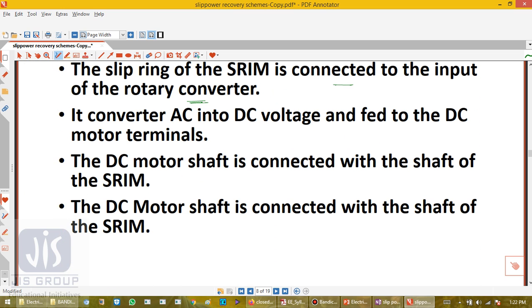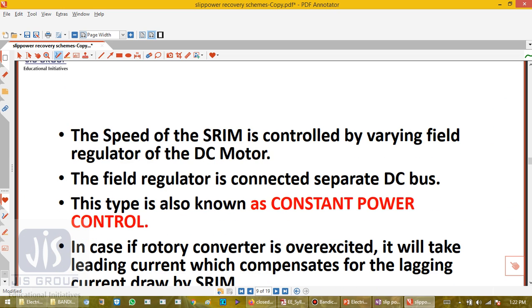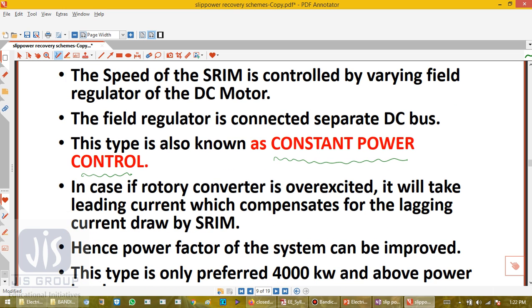Okay, but mind it, I can only control the speed below the synchronous speed. Okay, so the field regulator is connected to a separate DC bus, and this is known as constant power control. Constant power control and constant torque control we have studied in our basic classes as well as in the basics of electrical drives of induction motor. Now the static Kramer drive is a constant power control method. We should always keep that in mind.